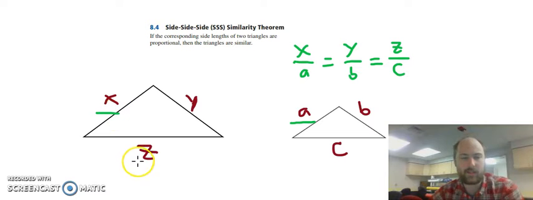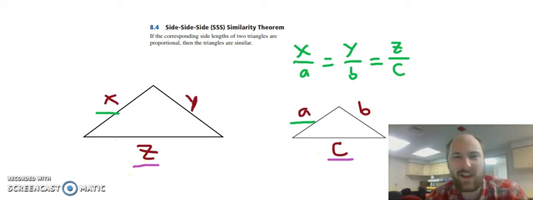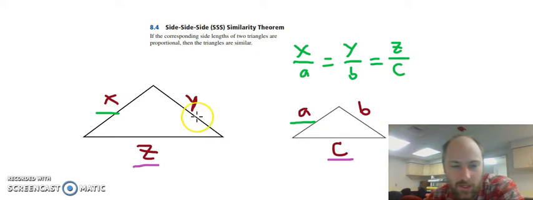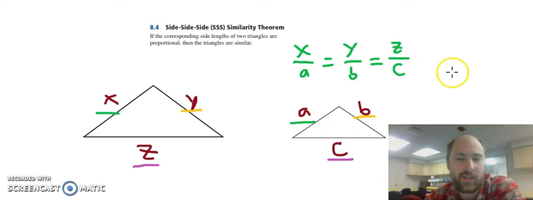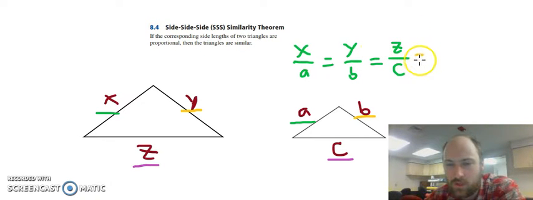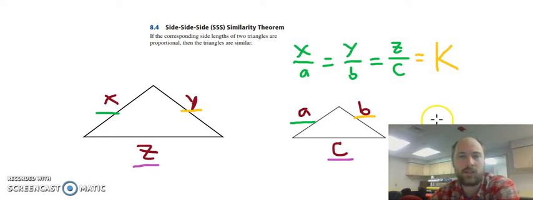So hopefully everyone's seeing that. These mesh up, right? Let's use a different color here. Purple. So z and c mesh up. And by mesh up, I mean they're corresponding. They represent the same side, even though they're scaled factors of each other. And then y and b. So these ratios must all be equal. They must be equal to some factor k. And k is our dilation factor.